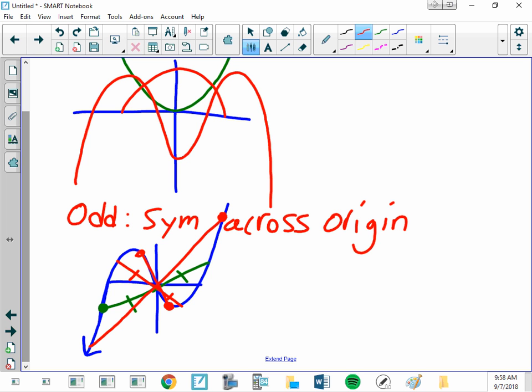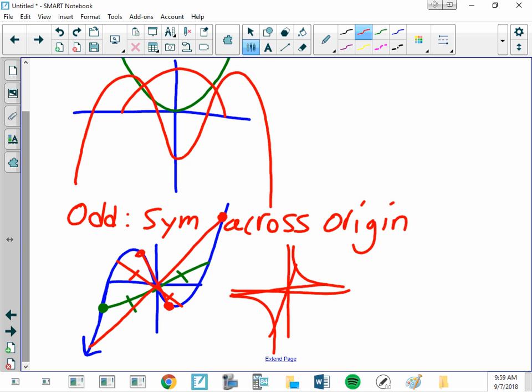Now, in order to be symmetric across the origin, there's only one place you can hit the y-axis. That would be at 0. Does it mean it has to hit 0, 0? No, because here's another one that's symmetric across the origin, right? Yeah, if it hits the y-axis, it has to hit at 0. But a lot of them don't hit the y-axis at all. Okay? All right.